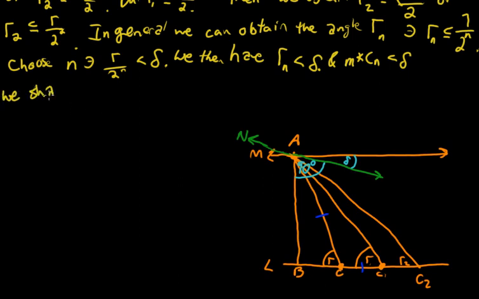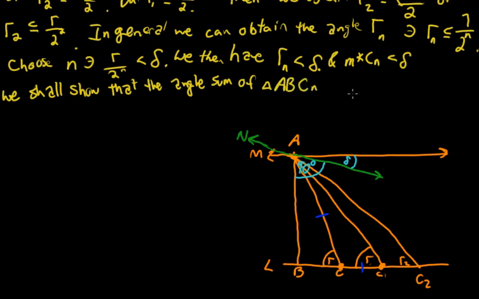So we shall show that the angle sum of triangle A, B, C sub n is less than 180. And that's what we're trying to do. We'll make a claim that the measure of angle BAC sub n is less than 90 minus delta.